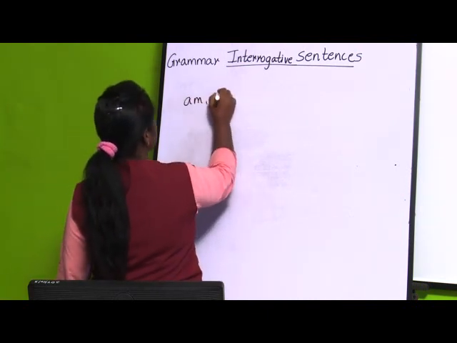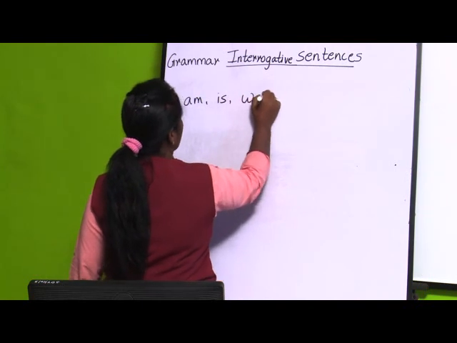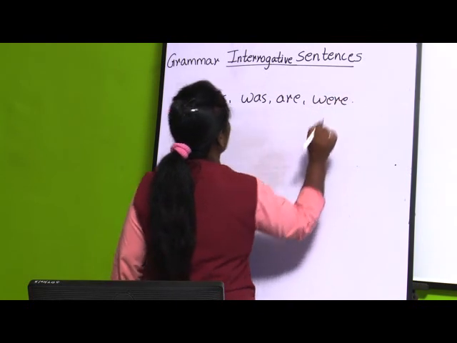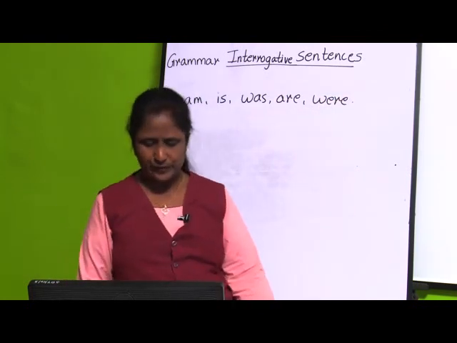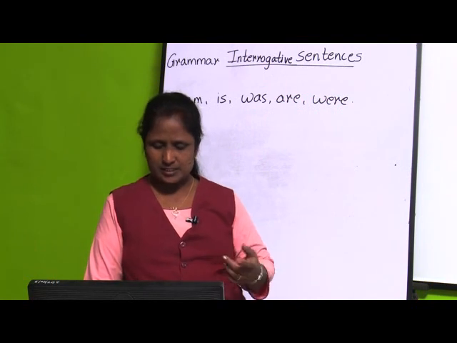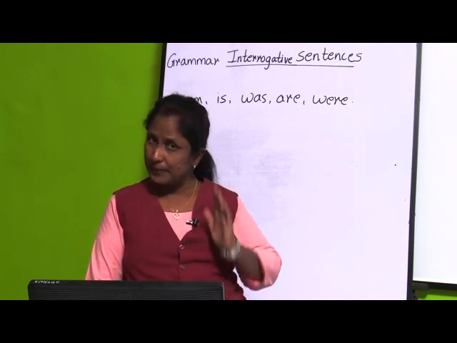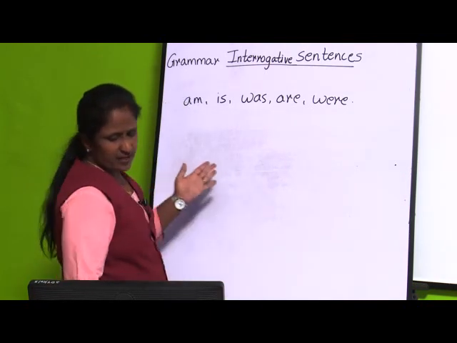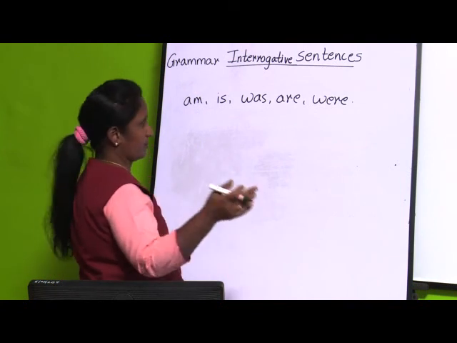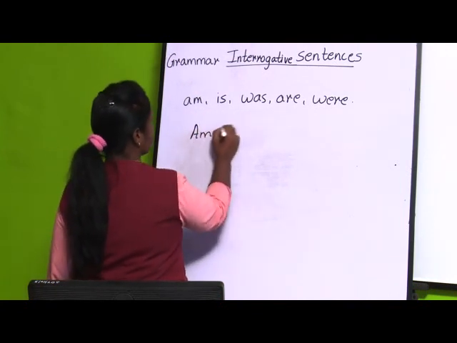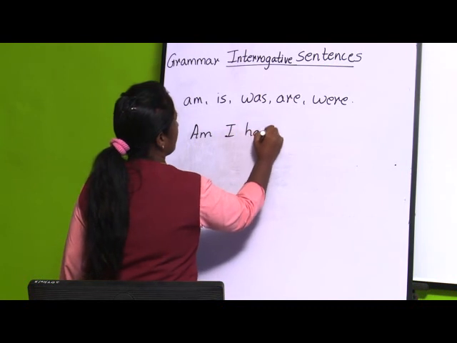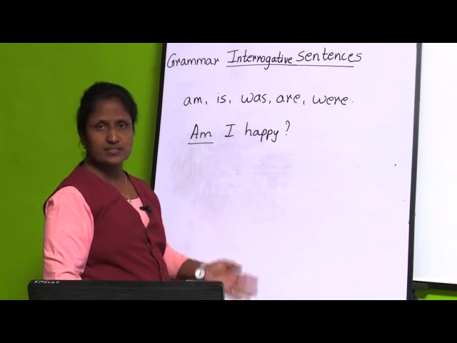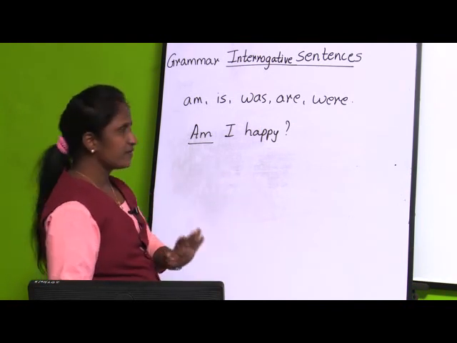If you are using the verbs am, is, was, are or were, and you want to form an interrogative sentence, what are you going to do? We put different forms of the verb such as am, is, was or were at the beginning of the sentence to form an interrogative sentence. Just now we have seen "I am happy." How are you going to say it? "Am I happy?" You are going to use the verb at the beginning of the sentence to form an interrogative sentence.